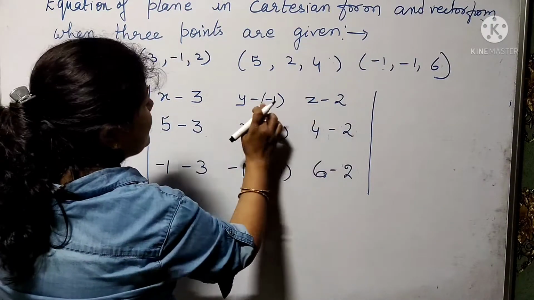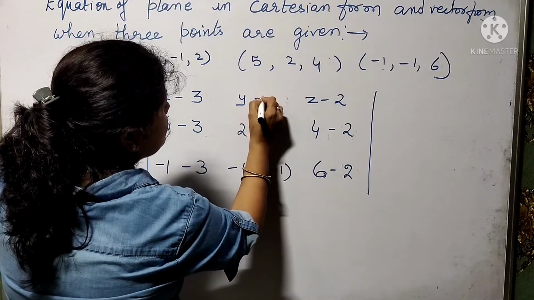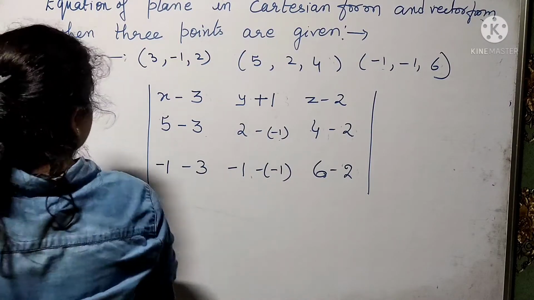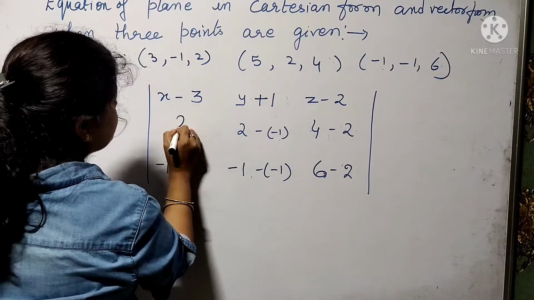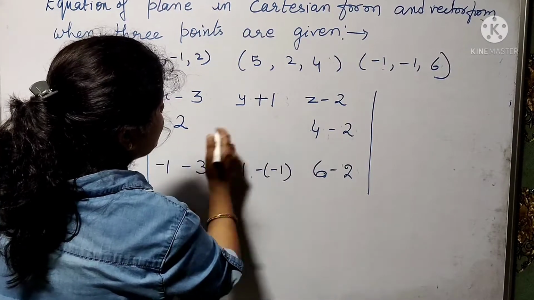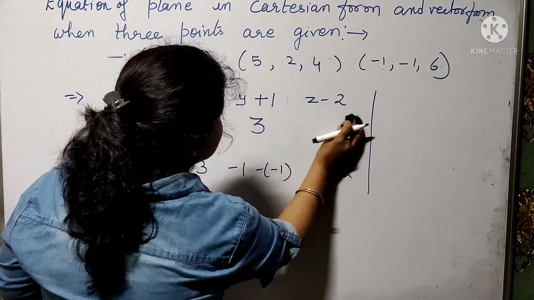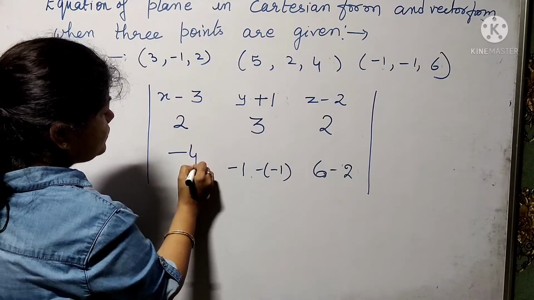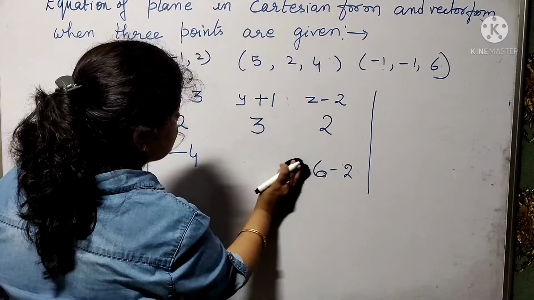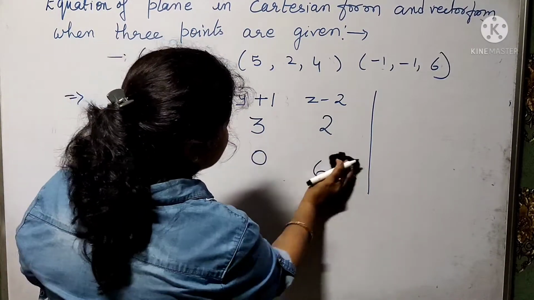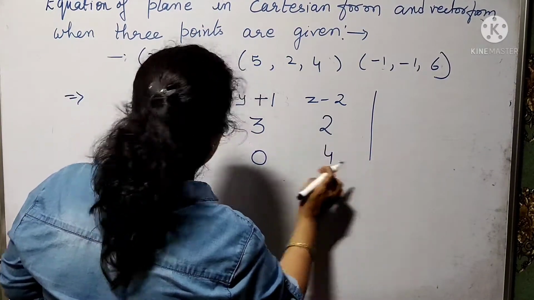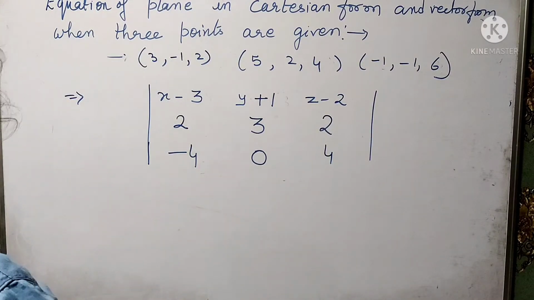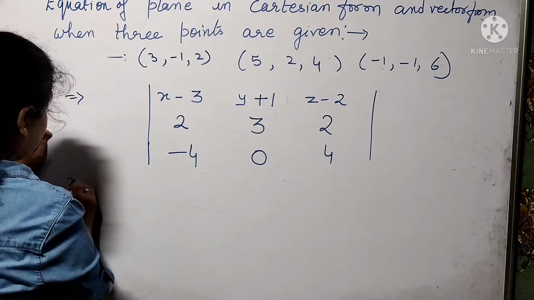Now this remains as it is, it becomes y plus 1, and here 5 minus 3, when we solve, it becomes 2. Here it becomes 2 plus 1, that is 3. Here it becomes 2. And now here it becomes minus 4. Now minus 1 plus 1, that is 0. And it becomes 4. Okay. So in this way we got a determinant. Now when we solve we get x minus 3.